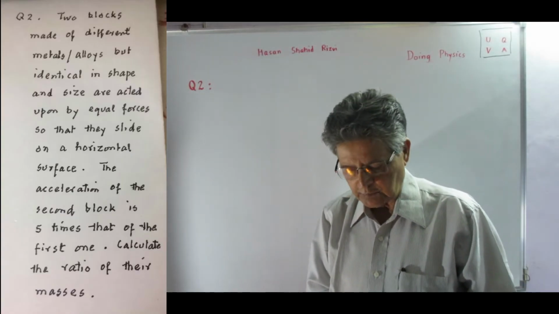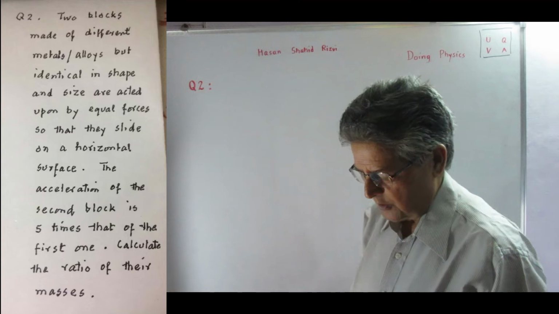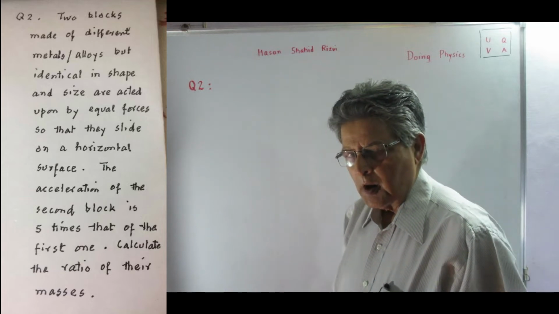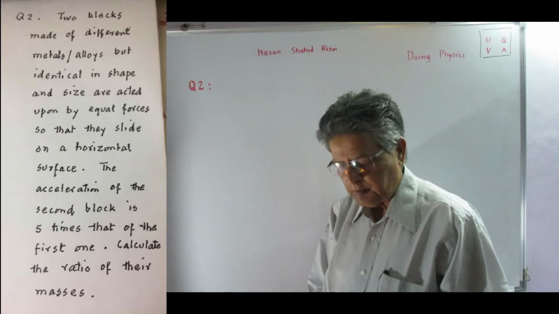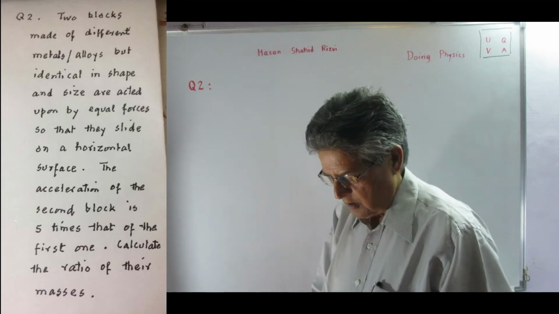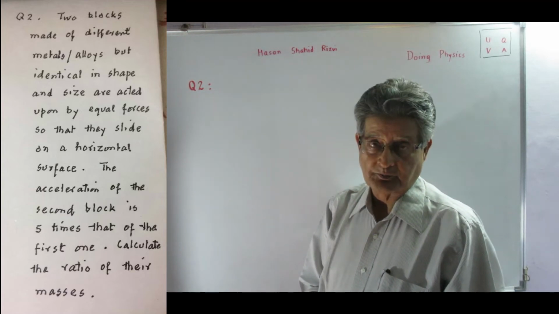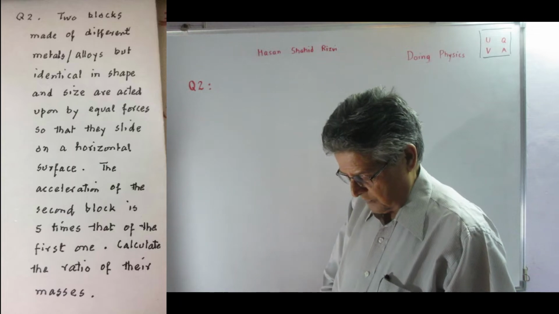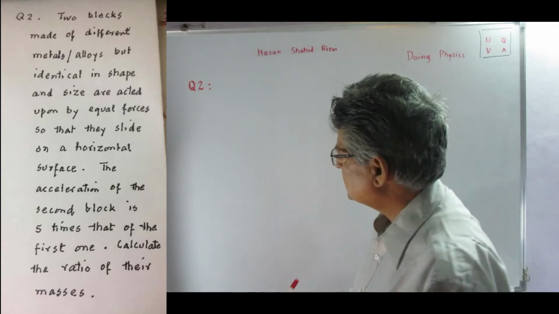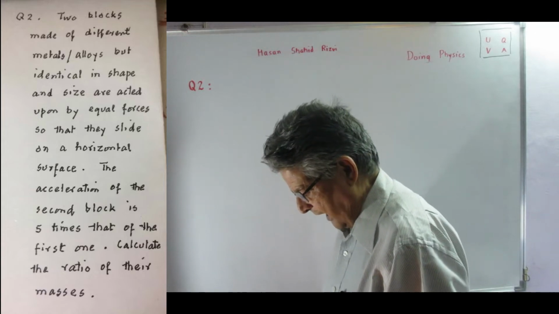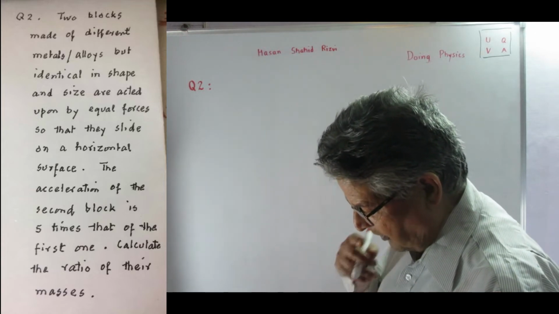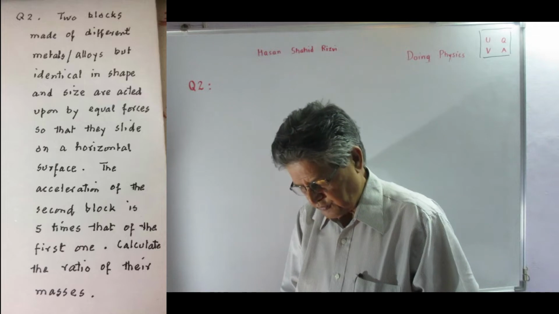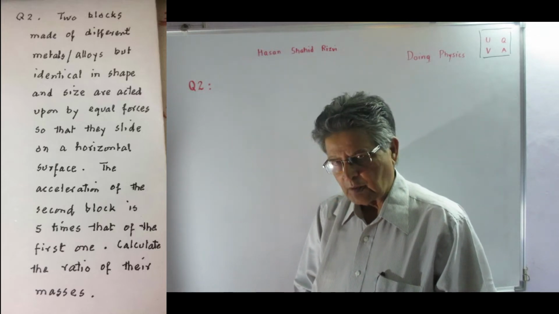Taking the second representative question, which appears there, I can read it for you. It says: two blocks made of different metals or alloys but identical in shape and size are acted upon by equal forces so that they slide on a horizontal surface. The acceleration of the second block is 5 times that of the first one. Calculate the ratio of their masses.